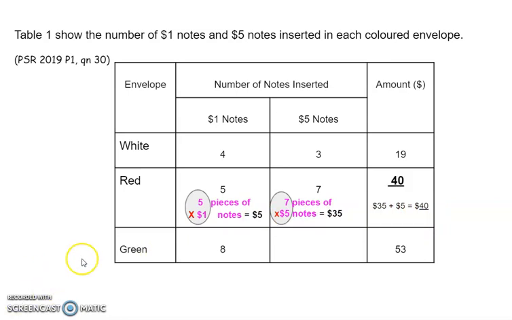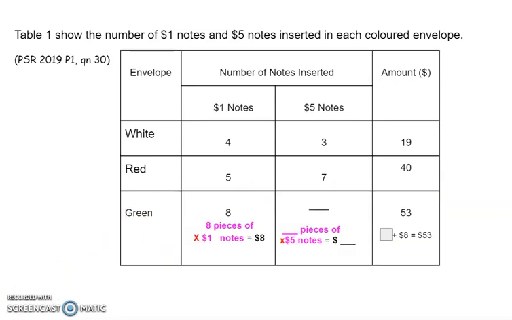Okay, now, how about green? How do we solve for green? Okay, do the same thing. You got 8 pieces of $1 notes. That means 8 times 1 is $8. Now, this is a tricky part. How would you find how many pieces of $5 notes?